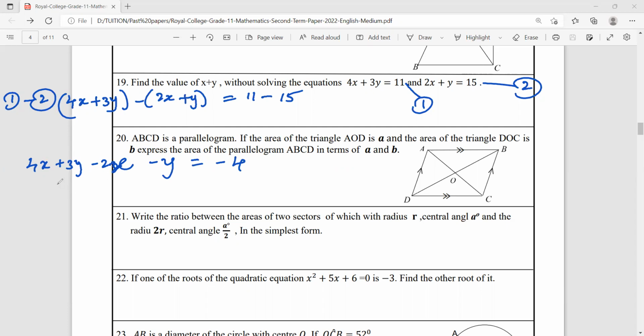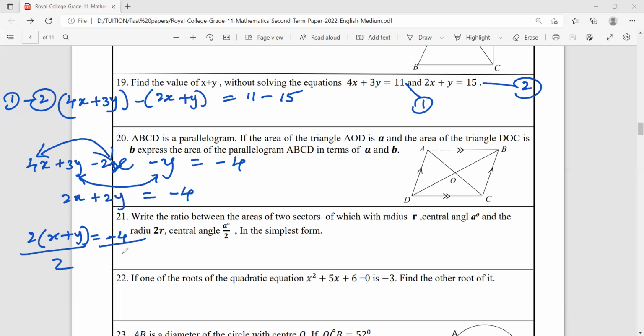Then you can simplify these two and you get 2x, and you can simplify these two and you get plus 2y is equal to minus 4. Then you can take 2 out here. x plus y is equal to minus 4, and you can divide both sides by 2. Then you get x plus y is equal to minus 2. This is the answer.